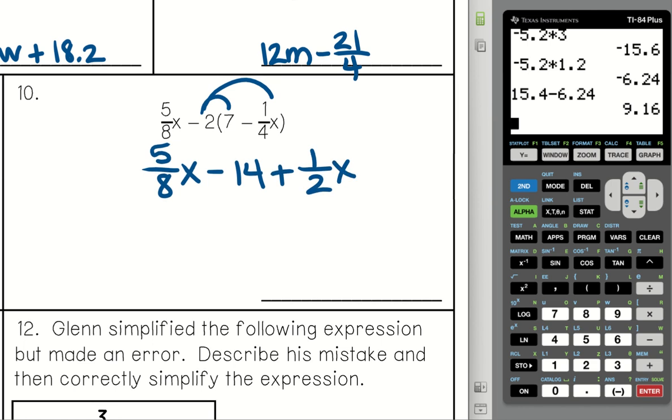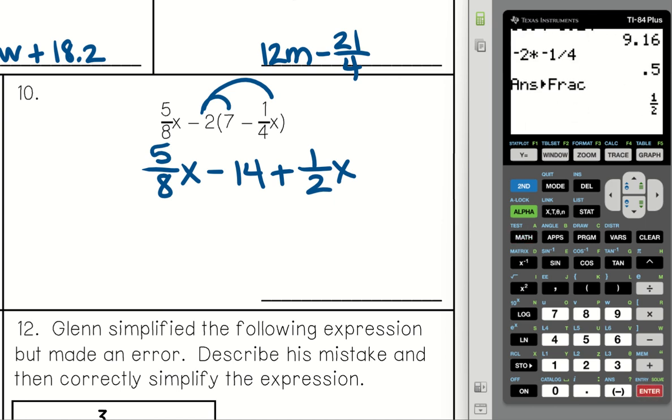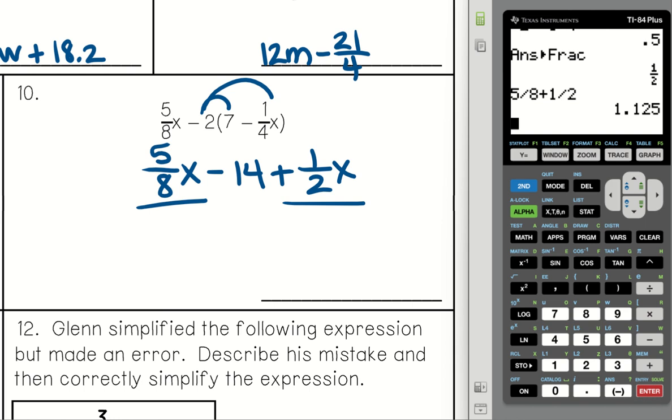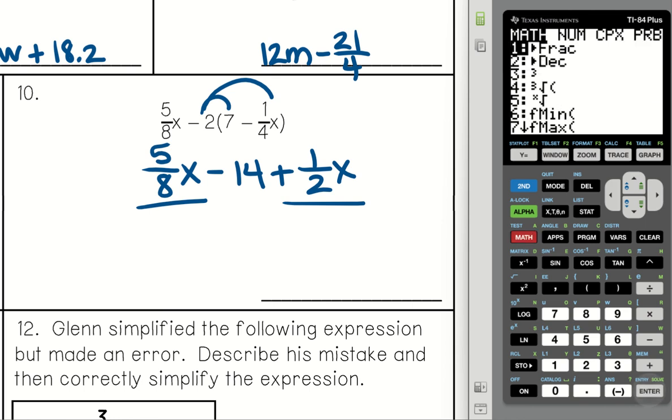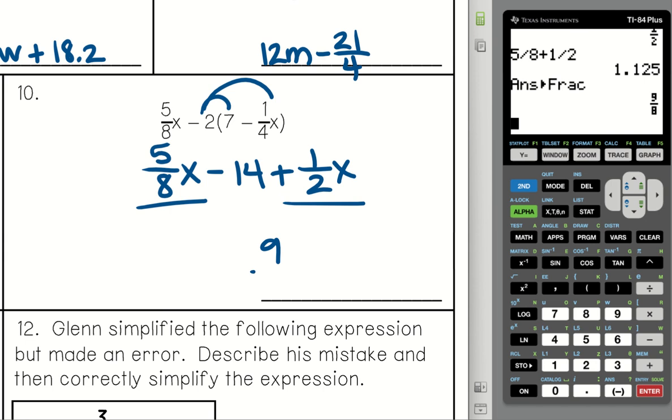Again, fractions, if they're not your friend, you're going to do negative 2 times negative 1/4 and then you can hit math, enter, enter to change it back to a fraction for you. Now we're going to combine our like terms. So we're going to start with our x's, 5/8 plus 1/2. So we're going to do 5/8 plus 1/2. And I'm going to do math, enter, enter. It's going to be 9/8x. And then we didn't have any other constants, so negative 14 is going to stay the same.